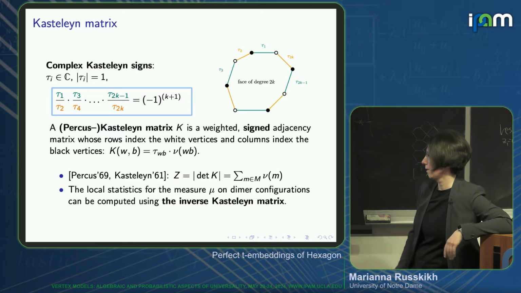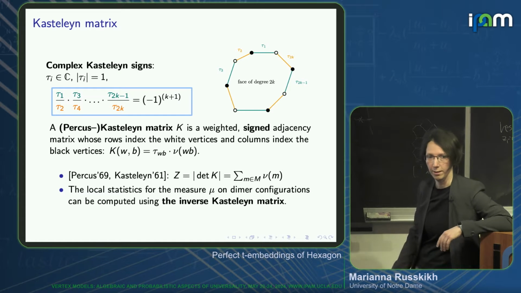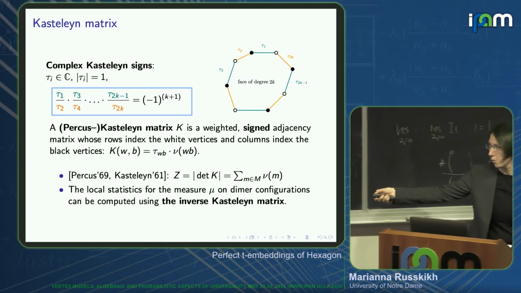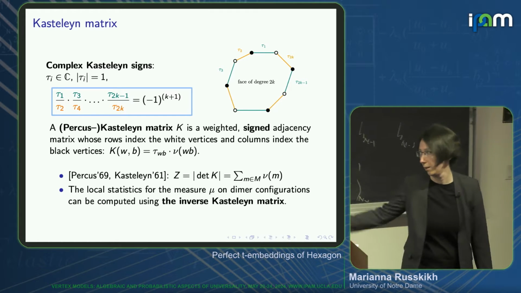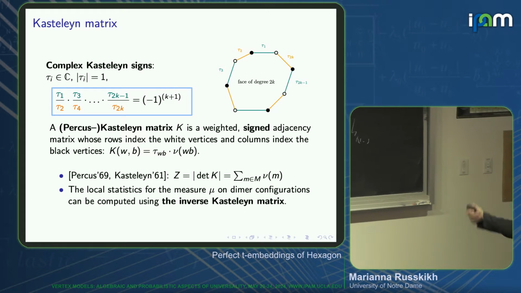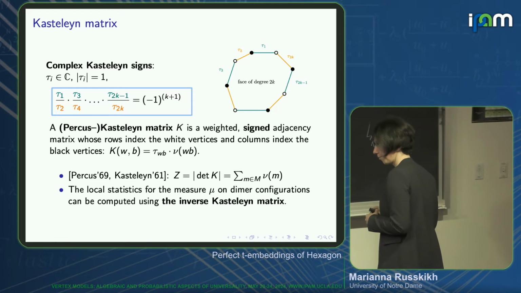Now we take this Kasteleyn matrix, which is a quarter of the adjacency matrix, because I want to deal with a matrix whose rows index the white vertices and columns index the black ones. Then it's known that the partition function is actually the determinant of this Kasteleyn matrix. And moreover, all local statistics can be computed in terms of the inverse Kasteleyn matrix. All right.